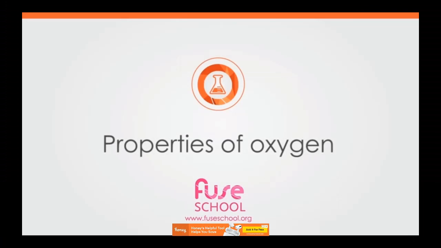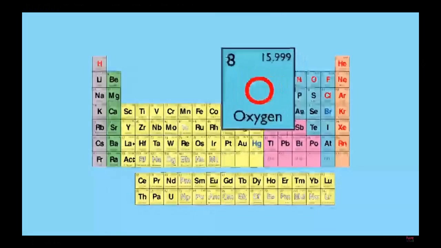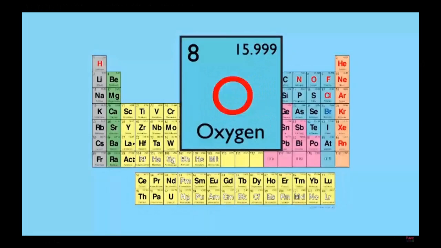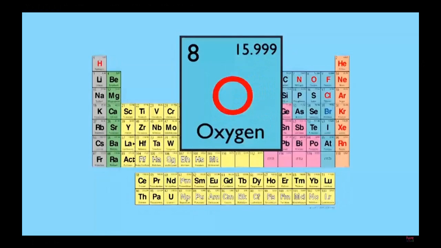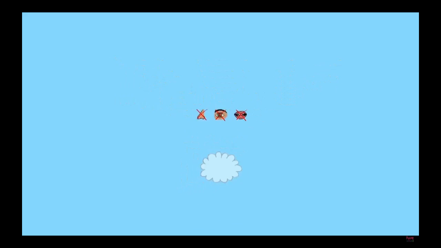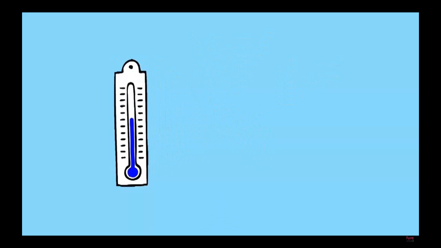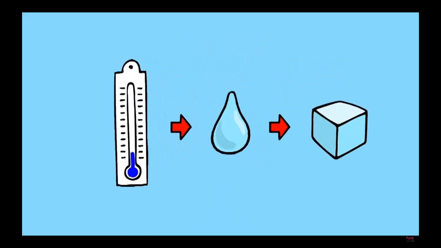In this video we're going to investigate the properties of oxygen. Oxygen has atomic number 8 and is found in group 16 of the periodic table. It has the chemical symbol O. Oxygen is of course a gas. It has no smell, colour or taste, but without it we as humans would not be able to inhabit planet Earth. When cooled to very low temperatures it will form a liquid and a solid, which are both pale blue.